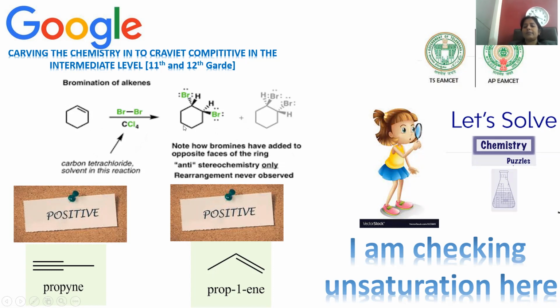Bromine color will disappear. If the color disappears, what can I say? The given compound is unsaturated, either double bonded or triple bonded; both will give the test. So propyne will give a positive test with bromine water or bromine in CCl4. Propene will also give a positive test, so I can't identify which is propyne and which is propene, because both react with the bromine in CCl4.